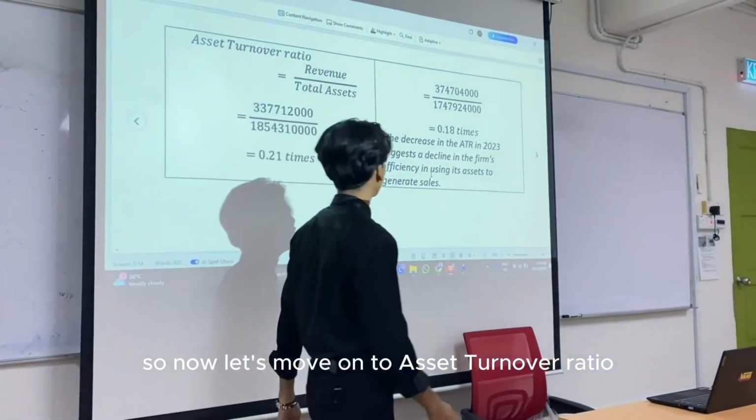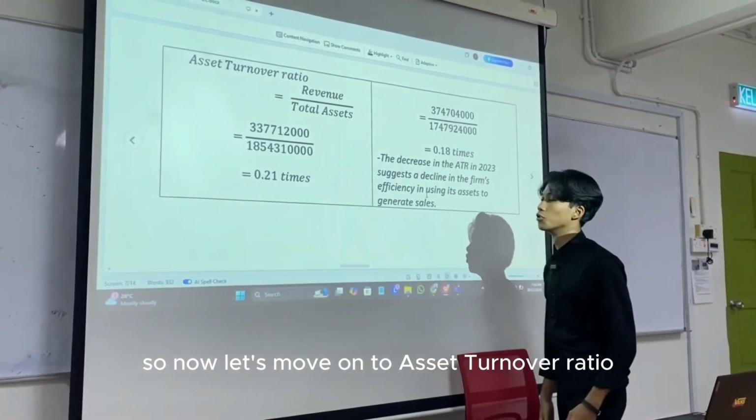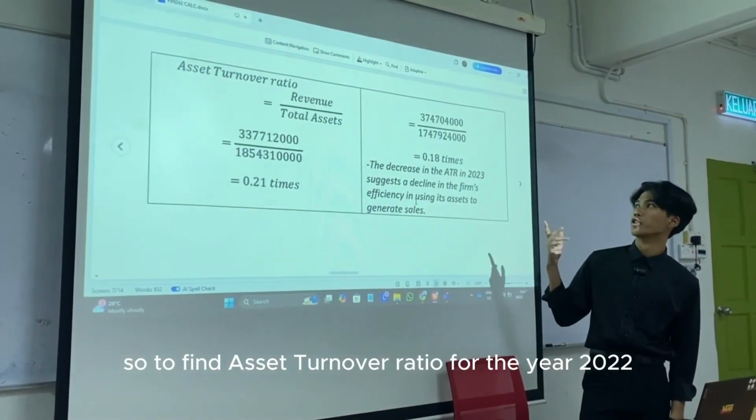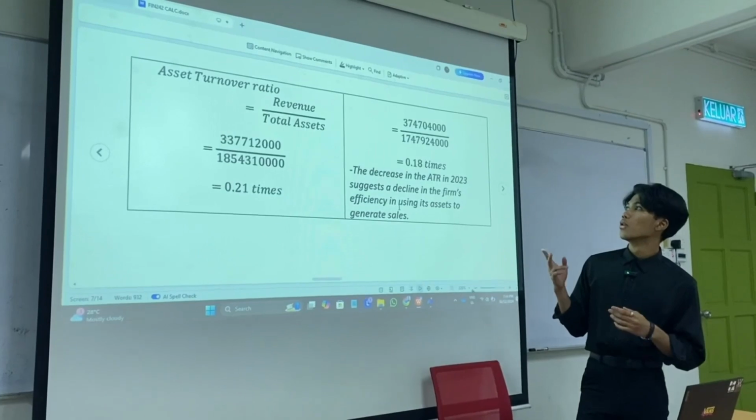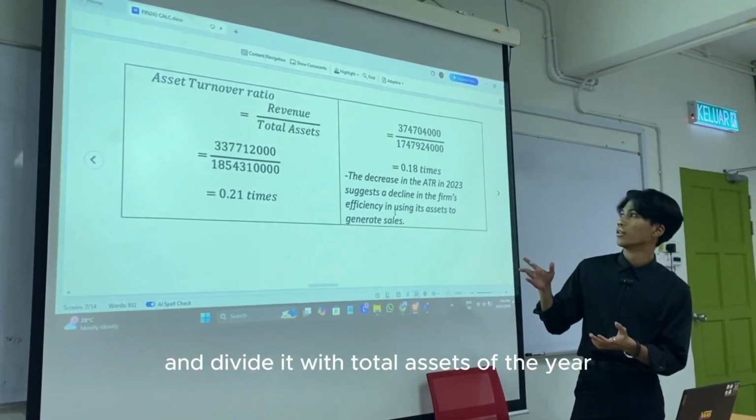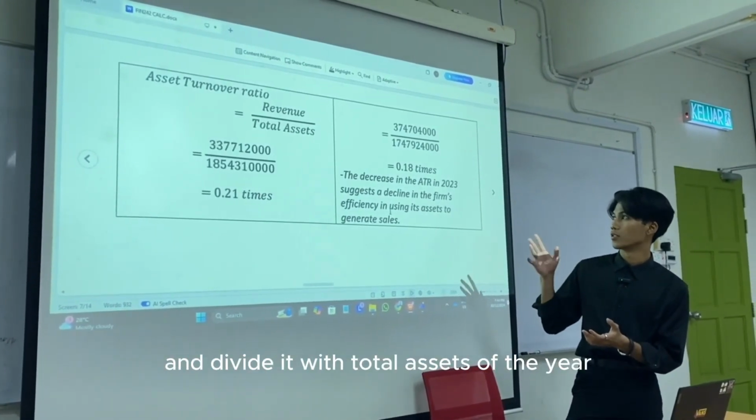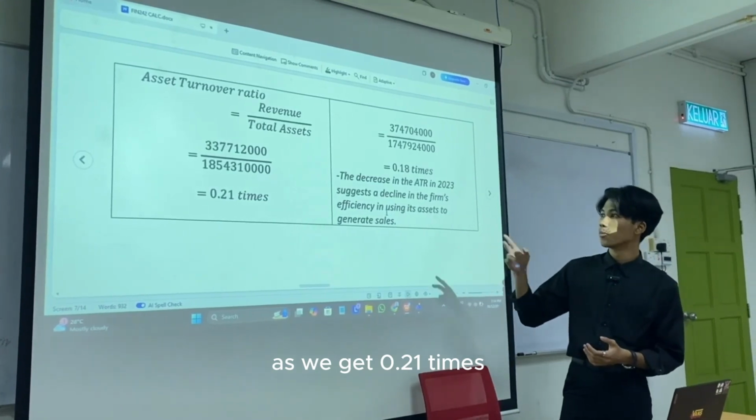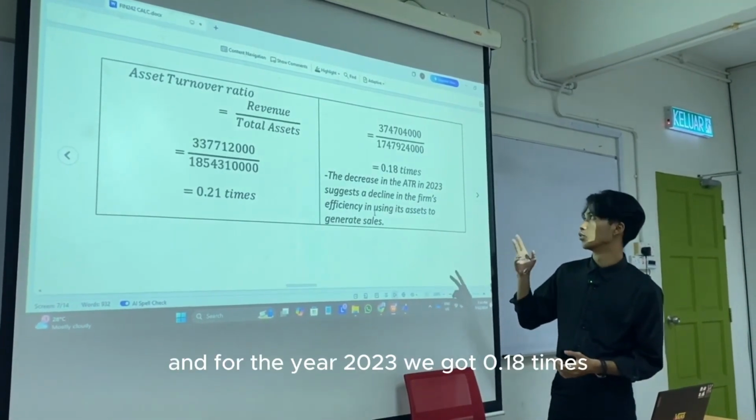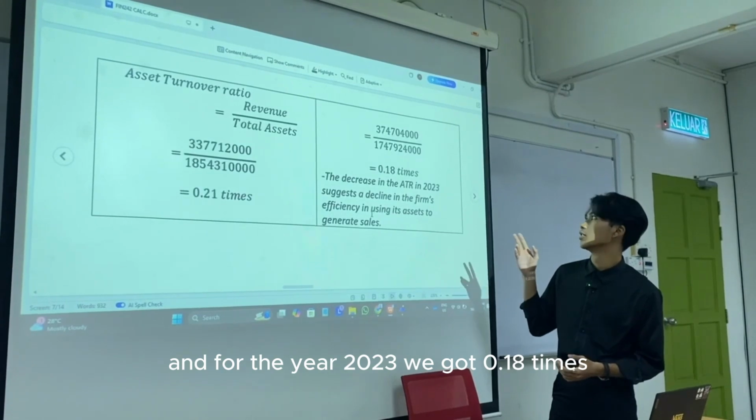So now, let's move on to asset turnover ratio. To find the asset turnover ratio for the year 2022, we need to find revenue of the year and divide it by total assets for the year. And so we get 0.21 times. And for the year 2023, we got 0.18 times.